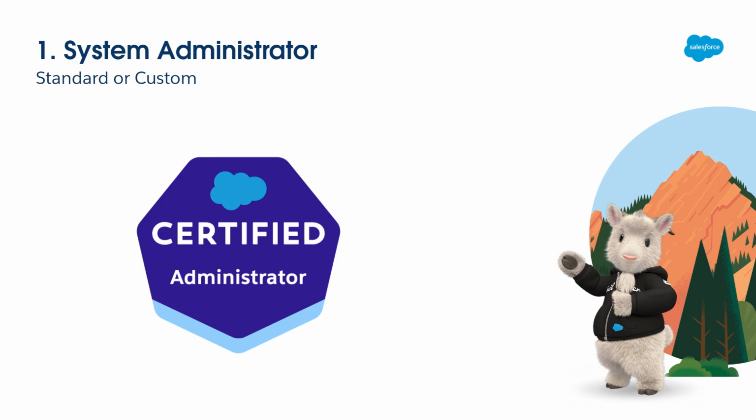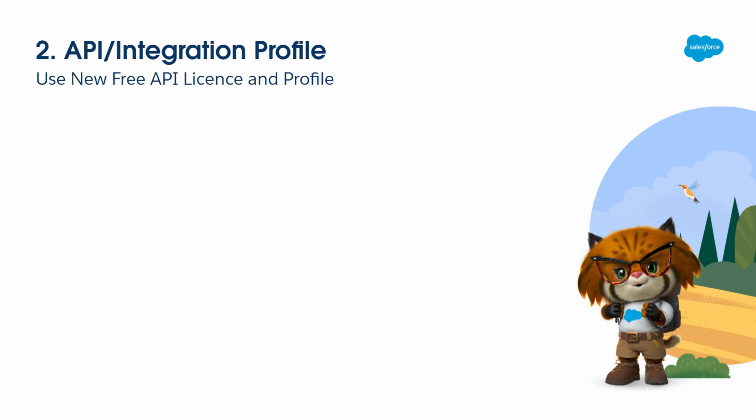So I think we've already talked about the system administrator. You can either use the standard system admin profile, or you can build out a custom one. We know that having modify all data pretty much makes an admin, but that needs to stay. So that stays. The second is the API or integration profile. So this is where we would have a dedicated profile for our different integrations.